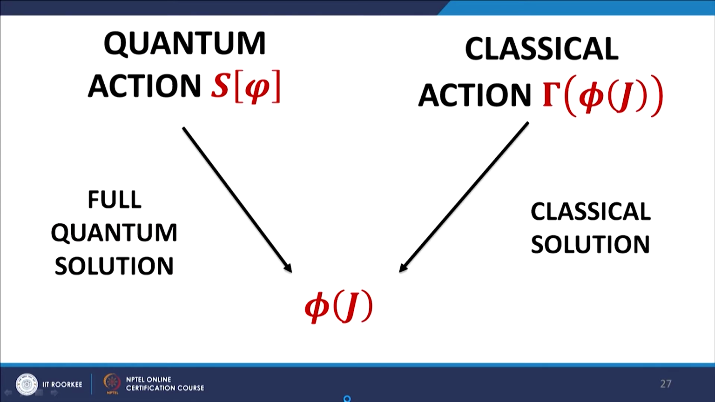And this is what the problem is depicted here. You have the quantum action S[φ], and it has the full solution φ_full[J]. This is the full quantum solution of the quantum action. This is what is given to you. We want to find a classical action Γ[φ_full[J]], obviously a function of this full solution, such that the φ_full[J] that we have as the full solution of the quantum action represents the classical solution of this action Γ. So, that is the question we attempt to answer.